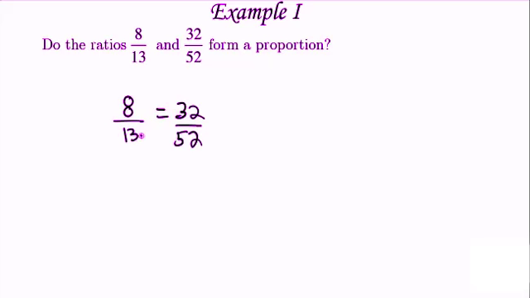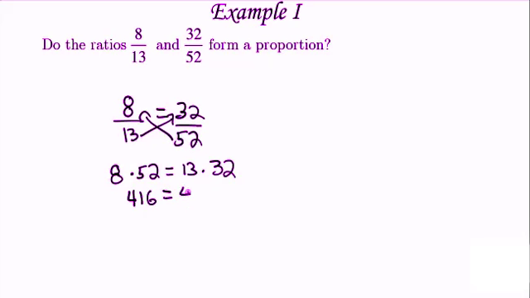Let's use cross products to figure this out. The cross product on the left, I'm going to end up with 8 times 52. And then on the right, multiplying 13 times 32, I'm going to end up with this: 8 times 52 equals 13 times 32. I'm going to multiply it out to see if this holds up. 8 times 52 is 416. And the right side actually comes out to 416 as well. Since these cross products are equal, we can say that this is a proportion.